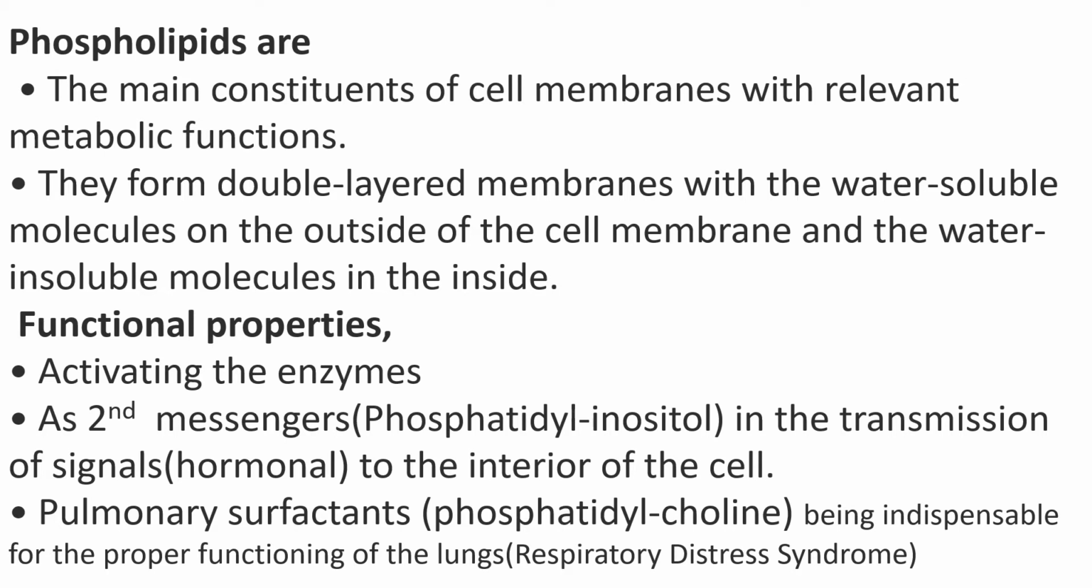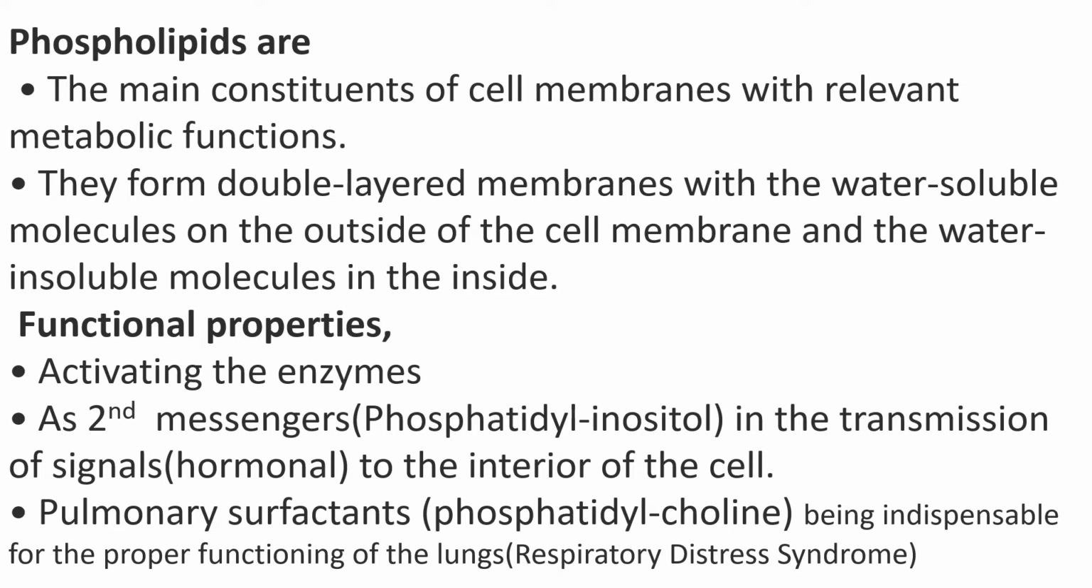Some of these phospholipids act as an activator of enzymes, and if you recall, hormones are first messengers. There are many hormones which, when they reach their target tissue, cannot enter into their target cells, so they mediate their action via a second messenger. One of the phospholipids, phosphatidylinositol, acts as a second messenger, and it plays a role in the transmission of hormonal signals to the interior of the cell.